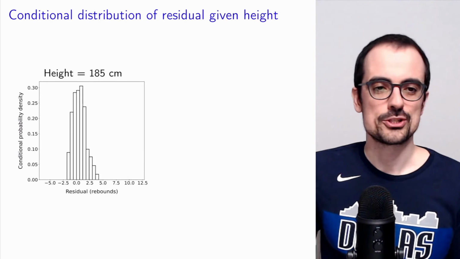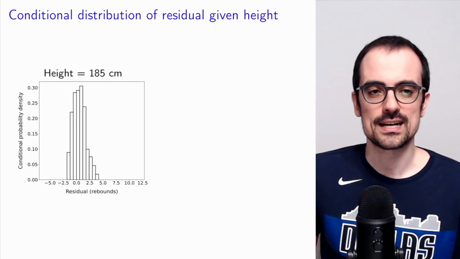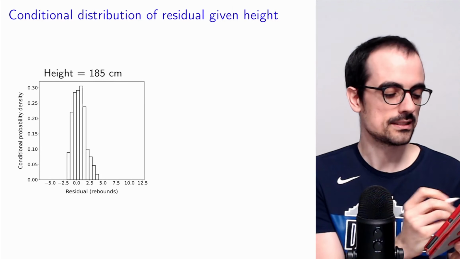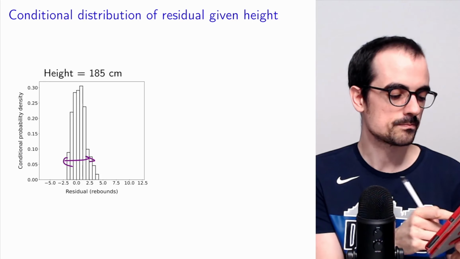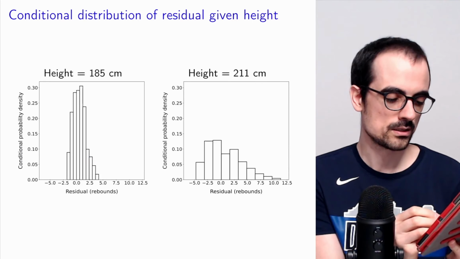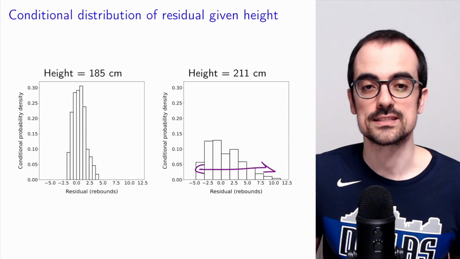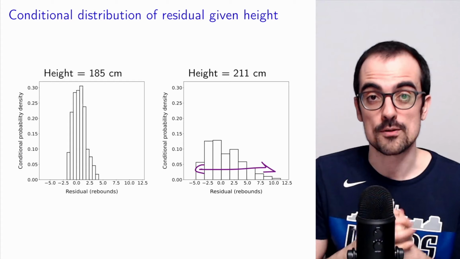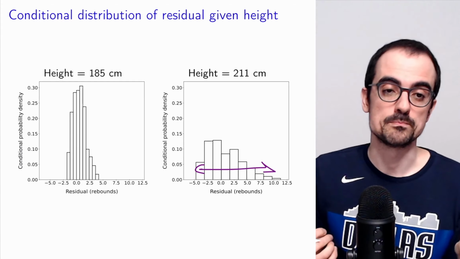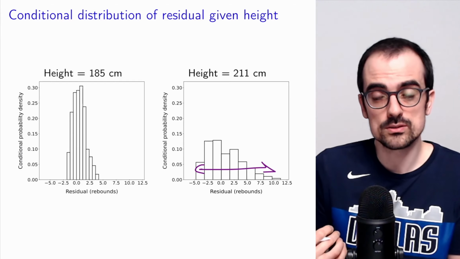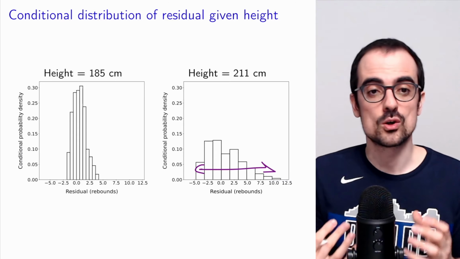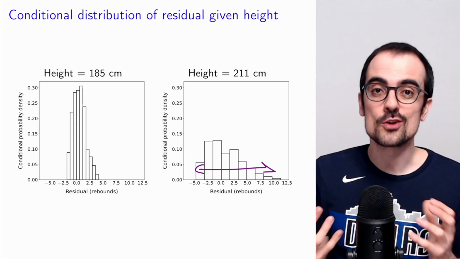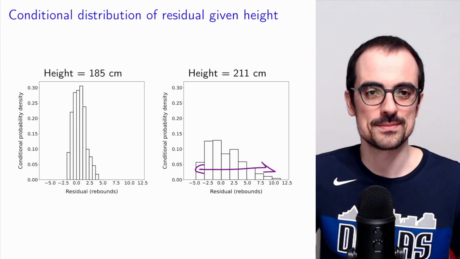This is the distribution that we get. We're estimating the distribution like a histogram. When the height is equal to 185 centimeters, you see that there's not that much variance. And there's much more variance when the height is 211 centimeters. This indicates that there is nonlinear information about the rebounds that is not encoded in the linear estimate. In contrast, in the case of the Gaussian, all of the information is encoded in the linear estimate.